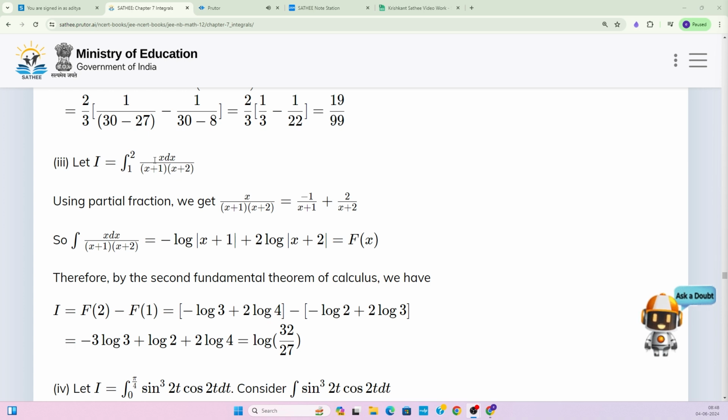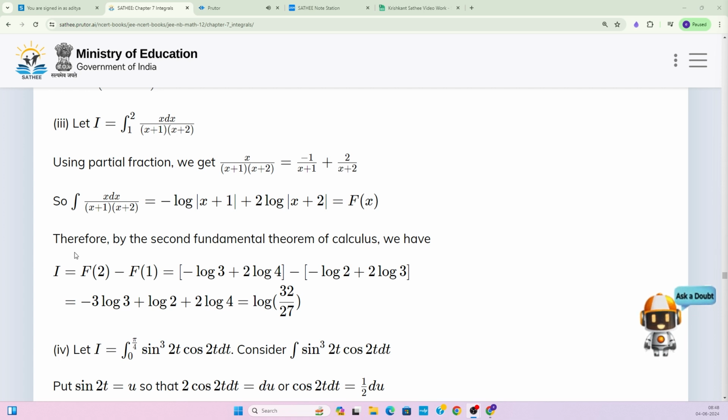Now third, I is given, evaluate the definite integral from 1 to 2 of x dx by (x plus 1)(x plus 2). So how are you going to evaluate this indefinite integral? We will be using partial fractions. Using the corresponding partial form, you will have minus 1 by x plus 1 plus 2 by x plus 2. Okay, now from here, the indefinite integration of x dx by (x plus 1)(x plus 2) is equal to minus log modulus of x plus 1 plus 2 times log modulus of x plus 2. Okay, this equals F(x).